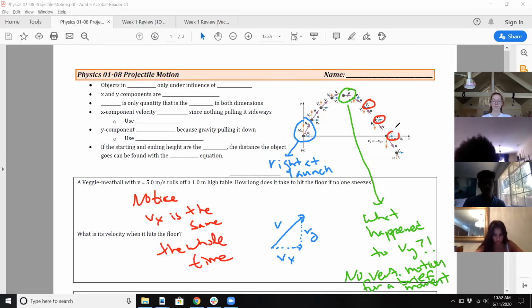But the angle, of course, will change because your vertical leg, Vy, the vertical leg of the right triangle, is getting smaller, so it's changing the angle. But we don't worry about that in our calculations. As long as we know the initial angle, everything takes care of itself using the right equations. So let's do this problem here.